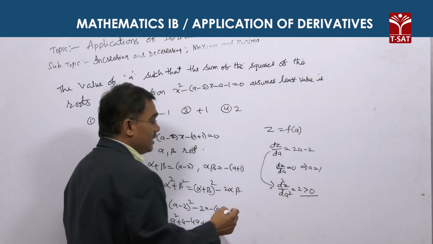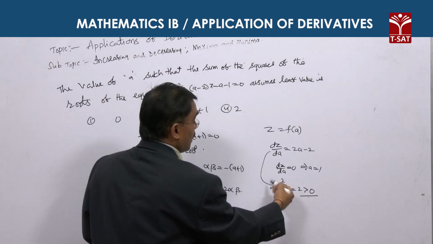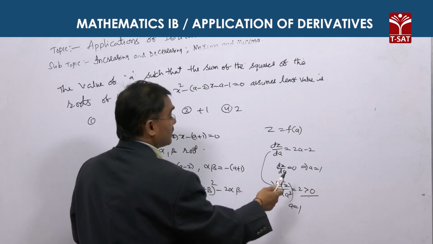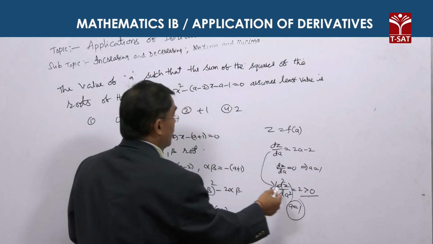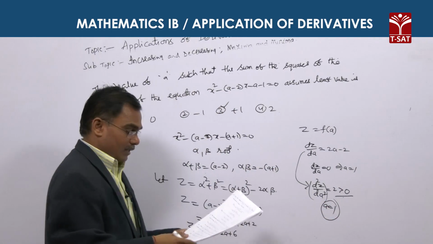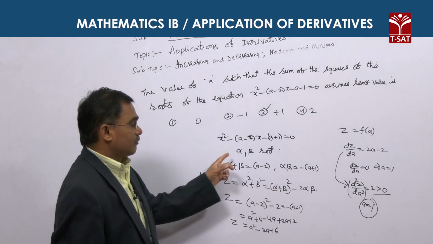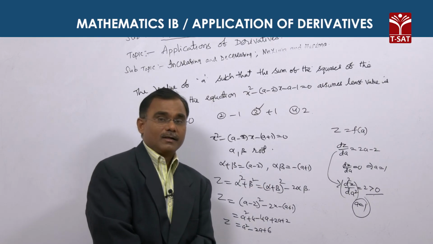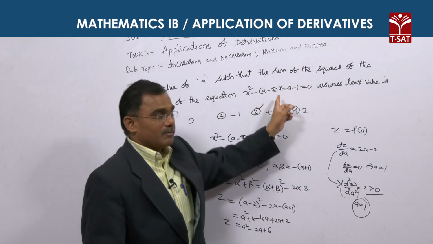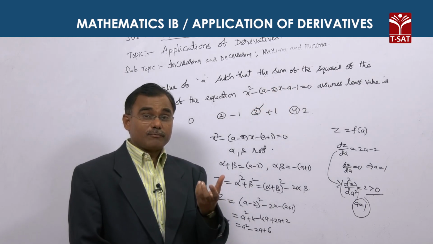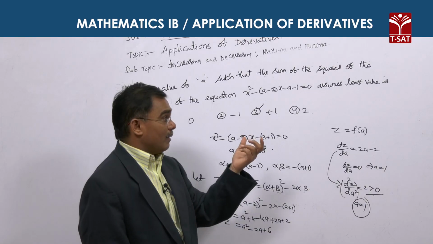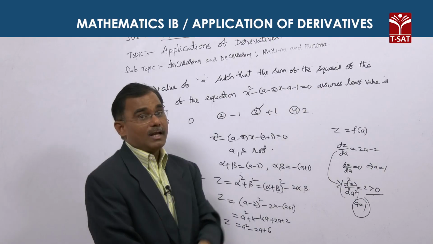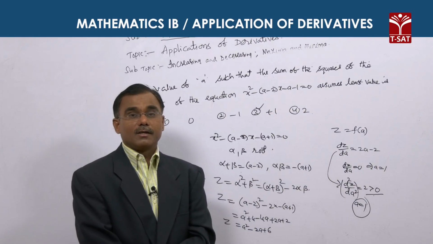Right, positive means it is always positive, at a equal to 1 it is also positive. That's why z has the minimum value at a is equal to 1. Therefore, the sum of the squares of the roots of the equation is minimum at a is equal to 1. You observe one quadratic equation is given. Find the sum of the squares of the roots is minimum, the least value, then find what the a value is.